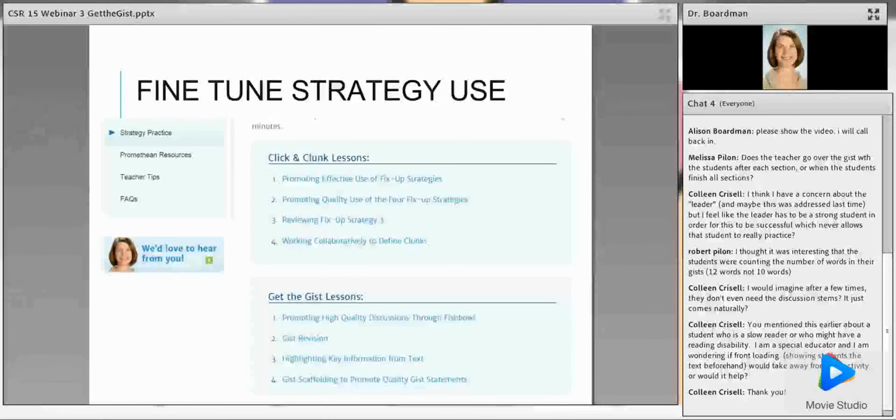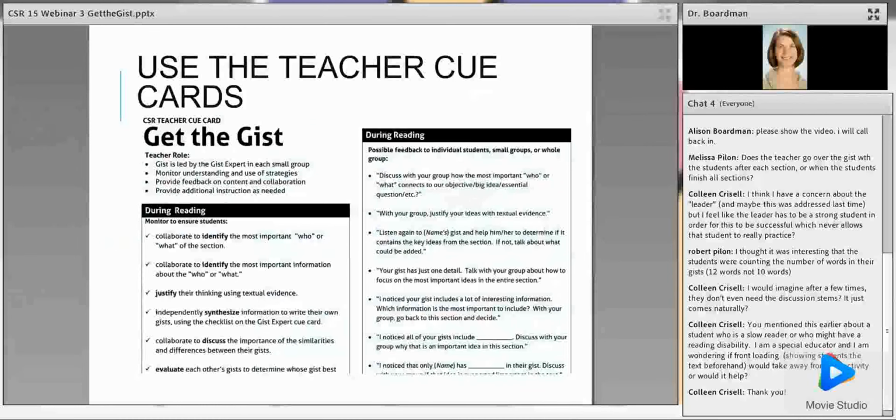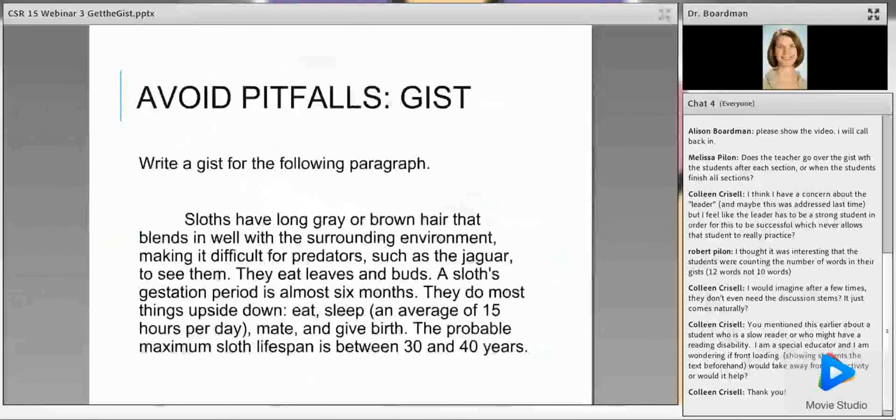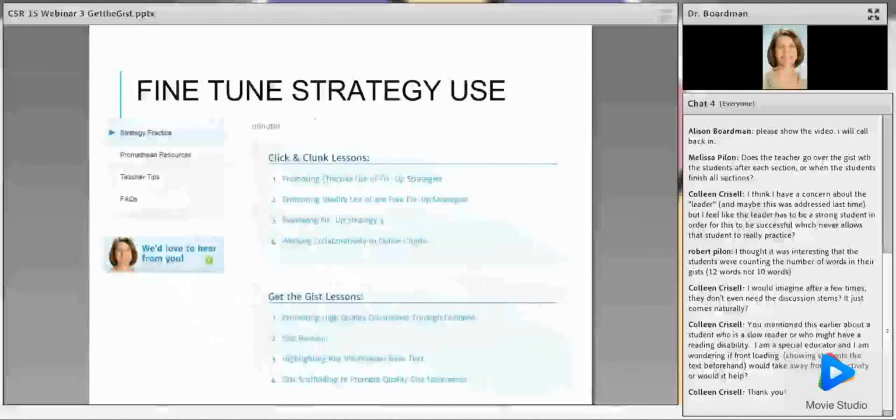You should also note that there are different learning logs. One of them is scaffolded and has an area where kids can actually record the most important information prior to writing the gist, and that can be helpful. So there are a lot of resources because this can be a tricky process.